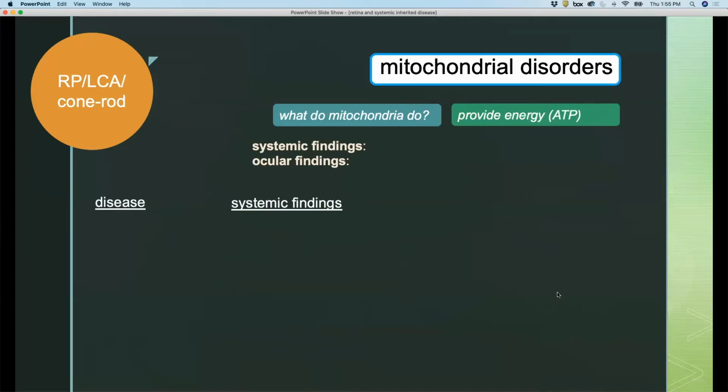So next, let's talk about mitochondria. Mitochondria provide energy, or ATP. So what are some systemic findings that are characteristic of mitochondrial disorders? Yeah, I always think of, I guess, coarse facies. Is that what I'm thinking of? No? I'm not sure if they have that. How about other eye findings other than a retinitis pigmentosa type picture? I'm not sure. It's okay.